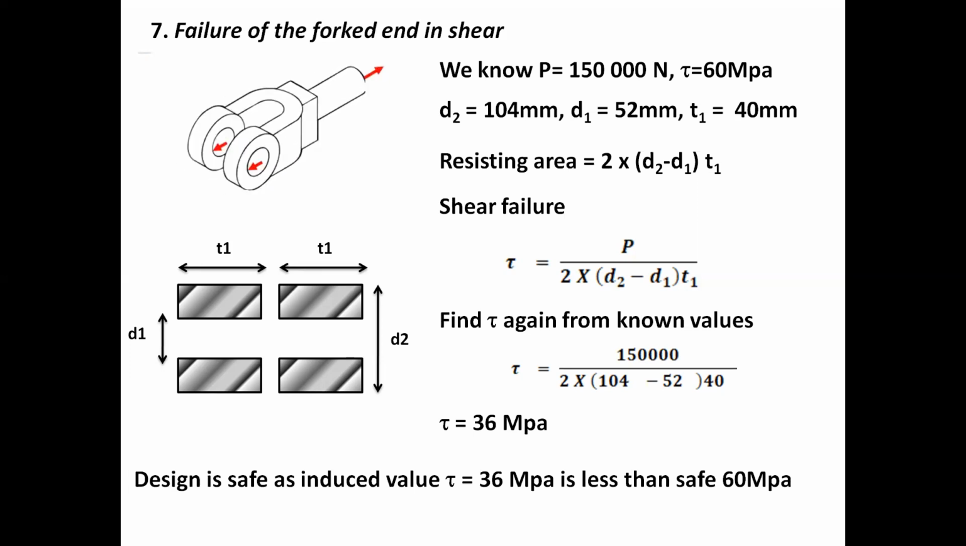Now let us think about one more type of failure: failure of the fork end in crushing. As we have discussed for our single eye, the crushing is subjected to a simple rectangular cross section as the resisting area. So here it is again twice the area, which is D1 into T1. So obviously there is crushing in both, the single eye and the fork end.